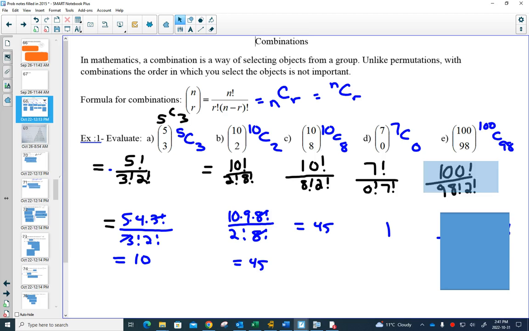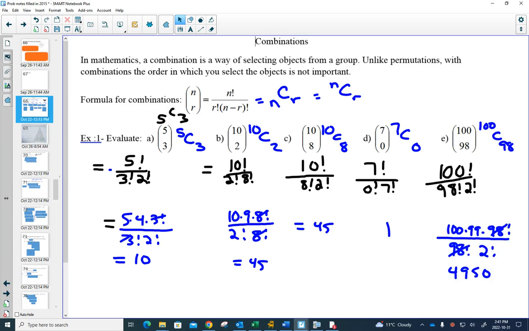And the last one, 100 choose 98 is the same as 100 choose 2. Start expanding the bigger one, 100 times 99, and then the 98s would cancel. You get 9,900 divided by 2, which is 4,950.